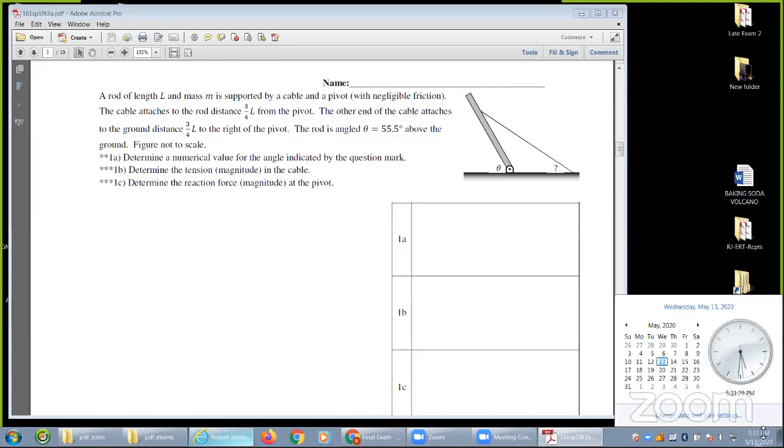I'll give you a couple more. I'll give you another minute. Actually, I'll give you a minute and a half. I'll stop when my clock says 5:33.